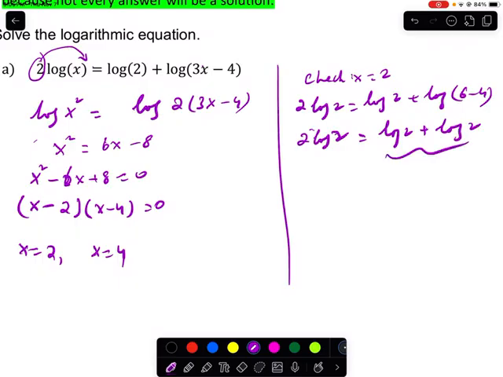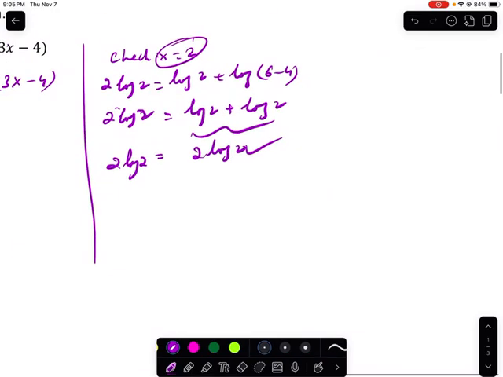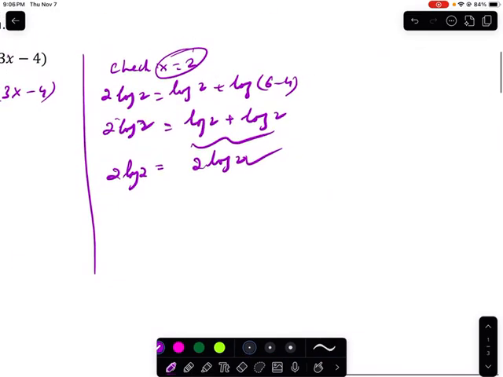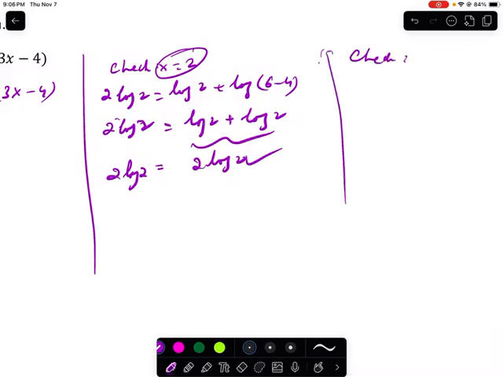But what is this? Log of 2 plus log of 2 is 2 log 2. Now since the right hand side is the same as the left hand side, we say yes, x is equal to 2 is a solution. Same way you can show that x is equal to 4 is a solution.